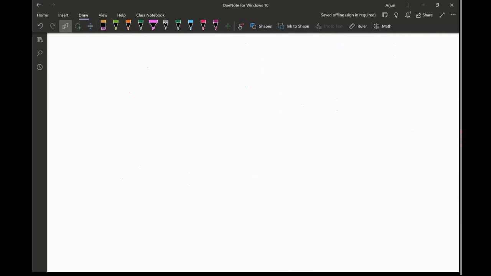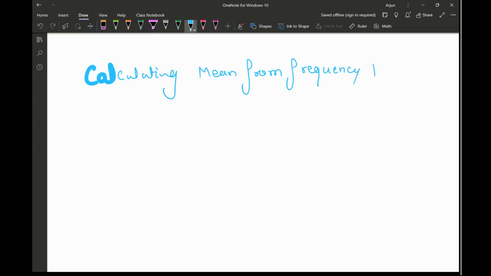Weighted frequency or grouped mean. So weighted mean or frequency table. All right, so let's talk about calculating the mean from a frequency distribution. Okay, how are you going to calculate that?